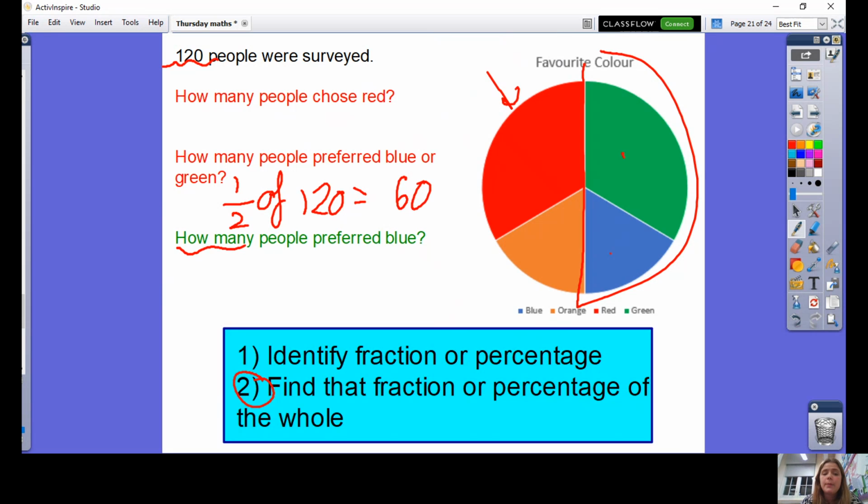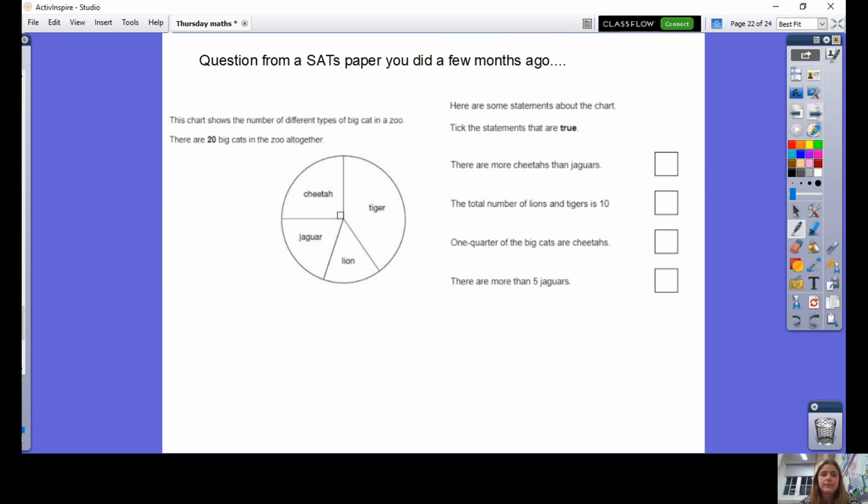The next question, how many people preferred blue? Blue down here, remember if red is 1/3 and green is 1/3, blue and orange is 1/3, half of a third is 1/6. That's a tricky fraction to spot, so don't worry if you found it hard. But you can do the next bit. What is 1/6 of 120? I know 12 divided by 6 is 2, so 120 divided by 6 will be 20.